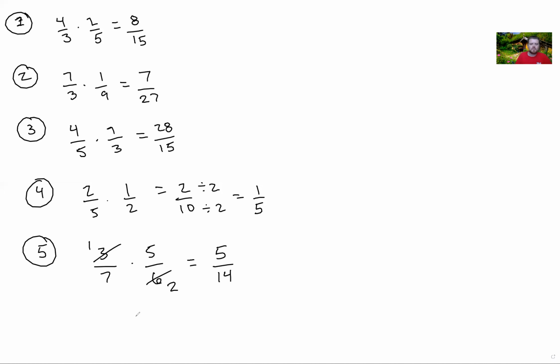So let's say I did number 5, but without cross simplifying, that would be 3 times 5 and 7 times 6, which is a little bit harder to tell if I can simplify or not. These are both multiples of 3, so they do reduce, which would give me 5/14. But if you're not cross simplifying, sometimes you end up with larger numbers.